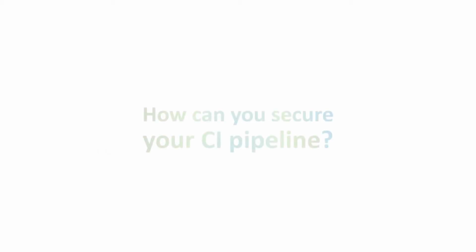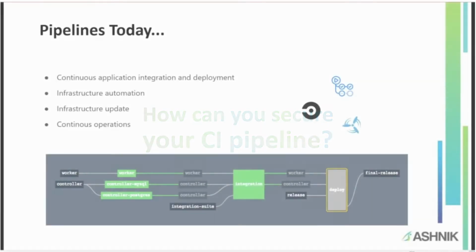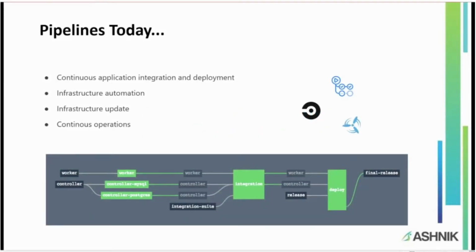So today I'll be giving a demo on how to secure your secrets in a CI/CD pipeline using HashiCorp Vault. If you see, there are different kinds of pipelines in a company. Some are for continuous application integration and deployment. Companies have also started building pipelines for infrastructure automation and updates, and also continuous operations, which is used for day-to-day operations like software upgrades, etc.